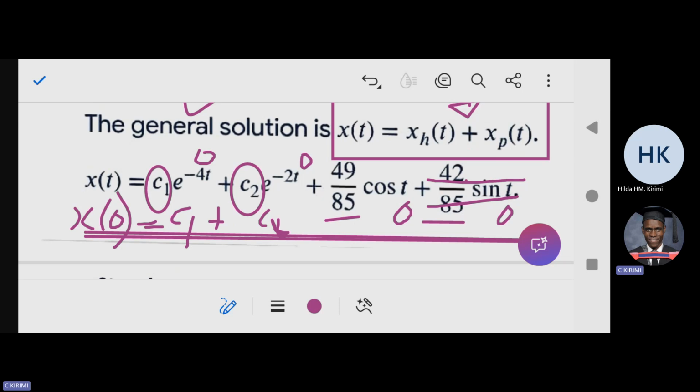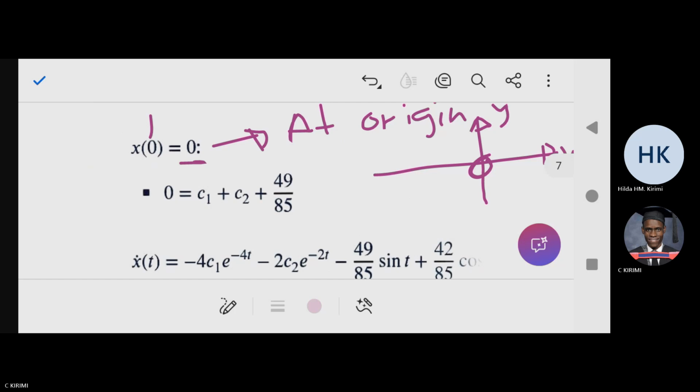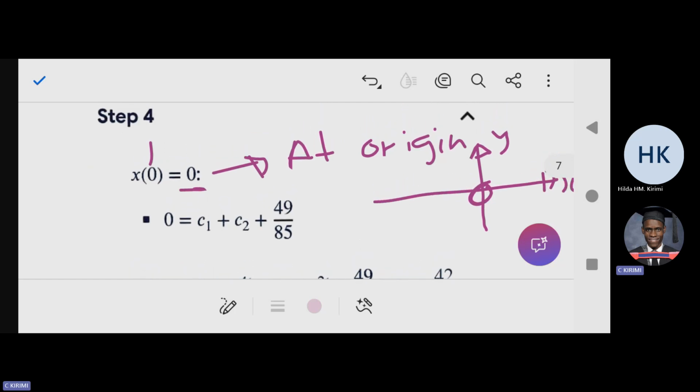So already you have equation 1. What was x naught equal to? This x naught was equal to 0, because the particle was at the origin at time 0. So you equate that equation to 0. They've put the 0 here at time 0, so that they can make this equation number 1. That's their first equation. Equation number 1 has 2 unknowns, C1 and C2.